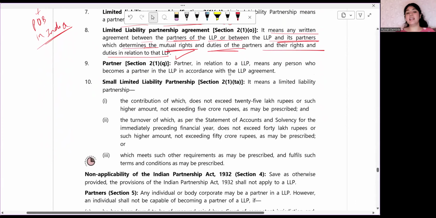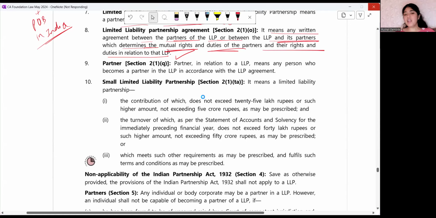Small limited liability partnership. It means a limited liability partnership contribution of which does not exceed 25 lakh rupees. This you need to remember. They can ask you what is a small limited liability partnership. So you should be able to write down these 3 points, right? So if they ask, the contribution of which does not exceed 25 lakh rupees or such higher amount not exceeding 5 crore as may be prescribed.